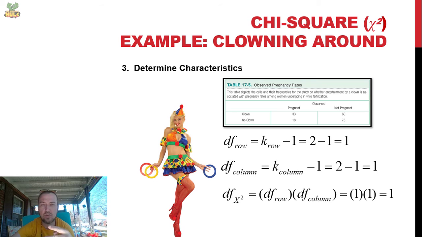We've got clown and no clown for our independent variable, which means k of row is 2. 2 minus 1 gives us a degrees of freedom rows of 1. We see the same thing with the columns because our variable there is pregnant and not pregnant, those 2 levels. So k is 2 there, so 2 minus 1, and our degrees of freedom column is also then a 1. Lastly, our chi-square degrees of freedom is taken as the product of the other 2 degrees of freedom. So we take the 1, we multiply it by the other 1, and we get a whopping 1.